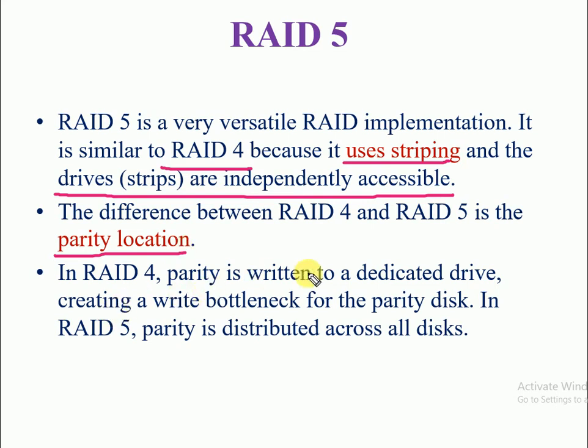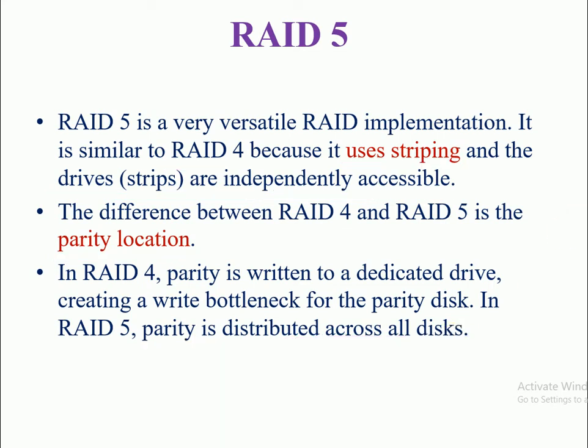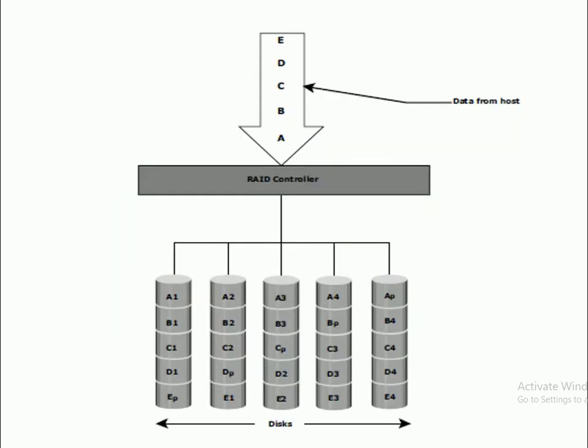In RAID 4, parity is written to a dedicated drive. A separate drive is there, creating a write bottleneck for the parity on a single additional disk drive. In RAID 5, parity is distributed. This is the main difference between RAID 4 and RAID 5. And when we look into the diagram, we can see the difference. So RAID 3 and RAID 4 seem to be similar. RAID 3 is based on bit level, RAID 4 based on block level. Now in RAID 5, the parity is not on a separate disk drive. Parity is distributed among different disks.